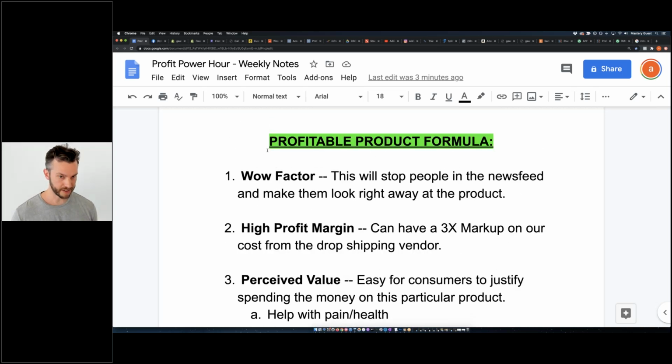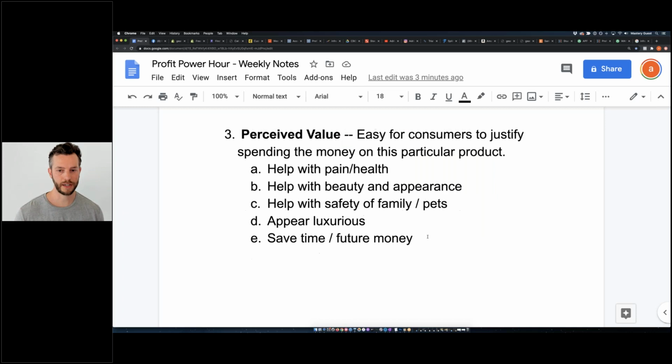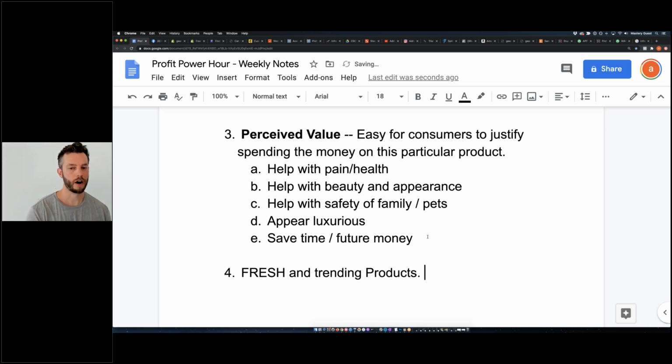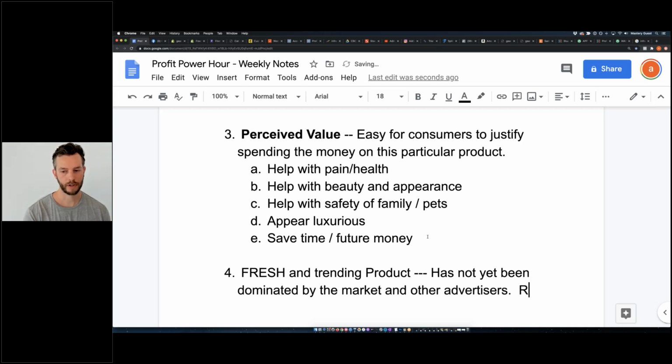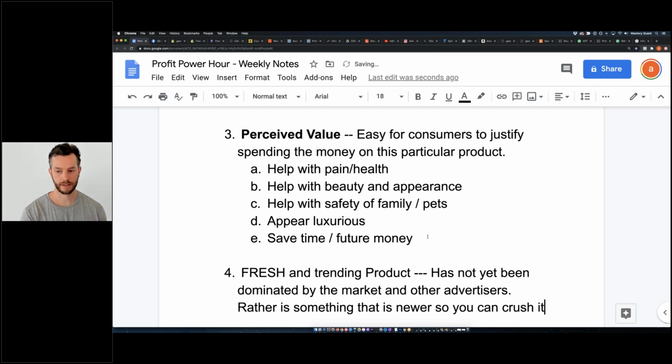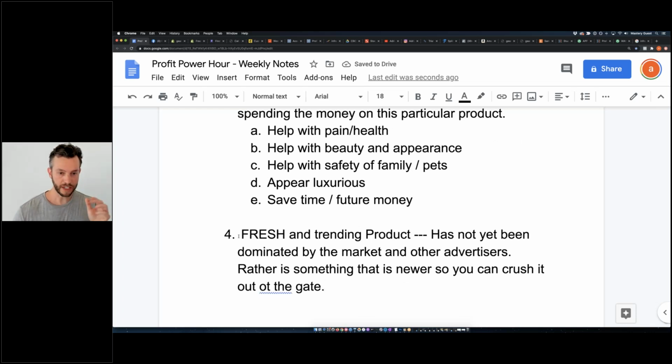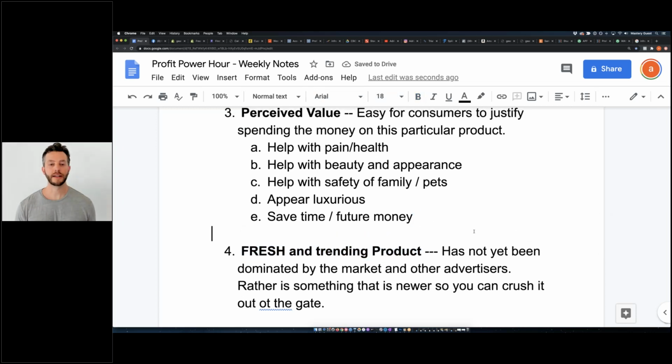Now, the next thing that you need to put in here for step number 4 is going to be fresh and trending products. All right, so this is going to be something that has not yet been dominated by the market and other advertisers. Rather, it is something that is newer, right? So you can crush it out of the gate. So we're looking for a fresh trending product. Now this can be similar to other things that have hit before, but still needs to be a little bit different, okay? So a little bit different.